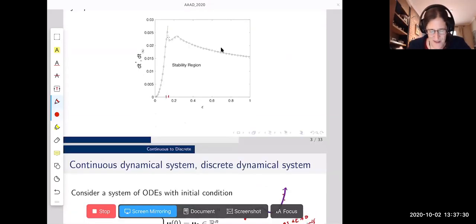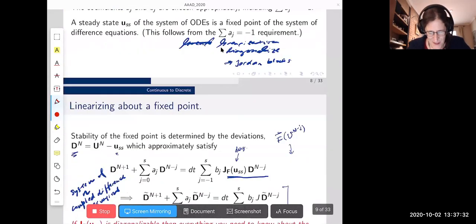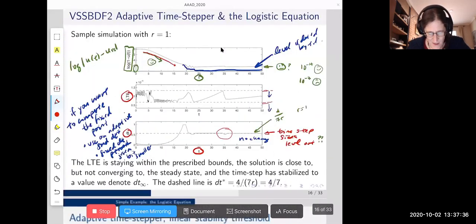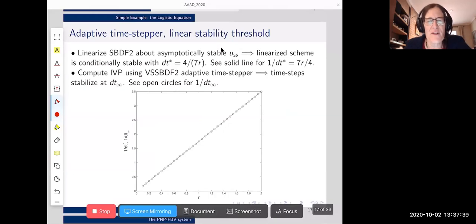No, and we've got a similar picture for the logistic equation. I just kind of glossed over it. But there's the picture for the logistic equation. One of the big problems is that adaptive time steppers are not super well understood analytically.